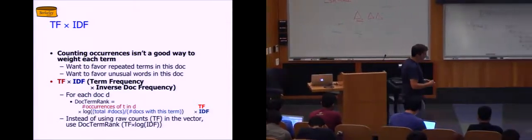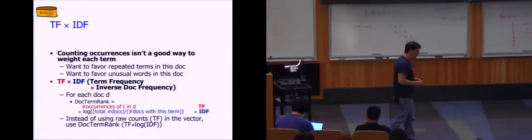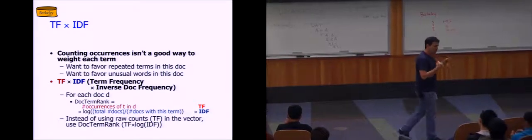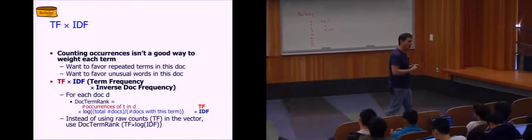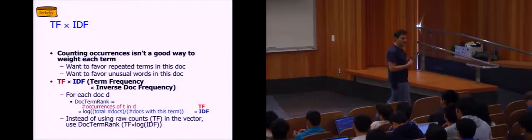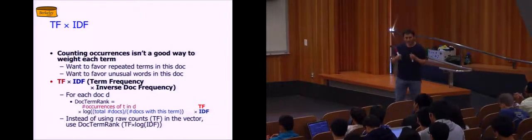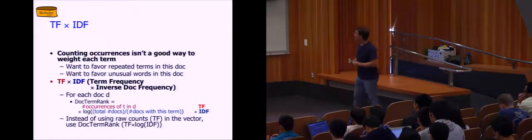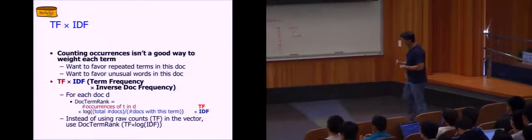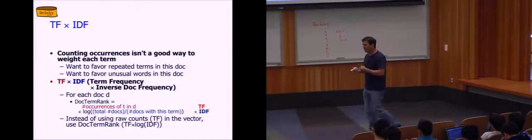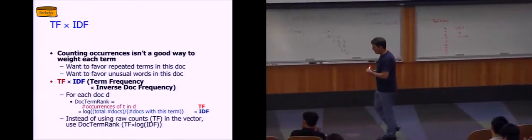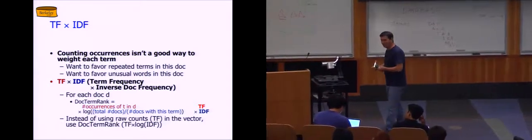So we want to favor words that are repeated in the document. If you say, squirrel, squirrel, squirrel, lots and lots of times in your document, it's probably about squirrels, right? You probably care a lot about squirrels. So we want to favor the repeated terms. We also want to favor the unusual terms. So if you say, I don't know, what's a good unusual term?